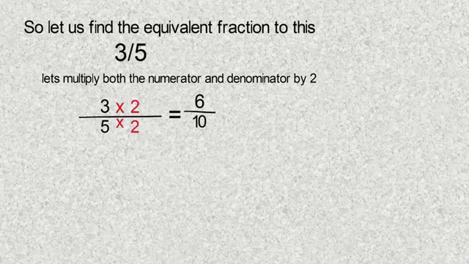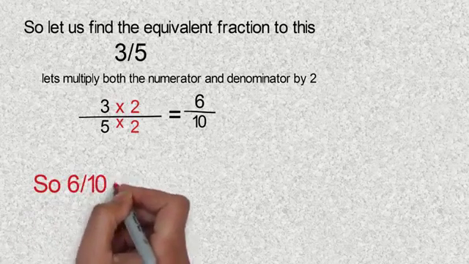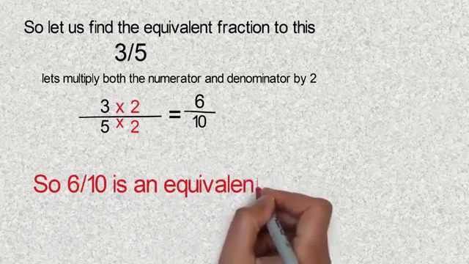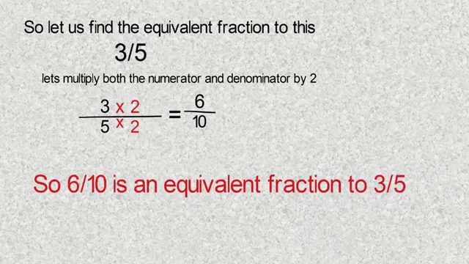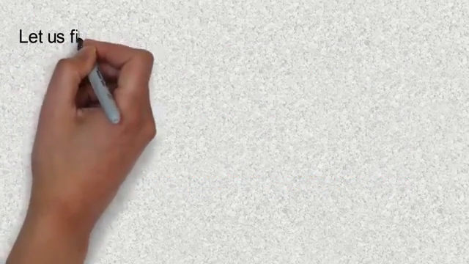Multiplying 3 by 2 gives me 6. Multiplying 5 by 2 also will give me 10. So 6 over 10 is an equivalent fraction to 3 over 5. Also, if you divide by what you multiplied it with, it will come back to give you 3 over 5. So that makes it an equivalent of 3 over 5.